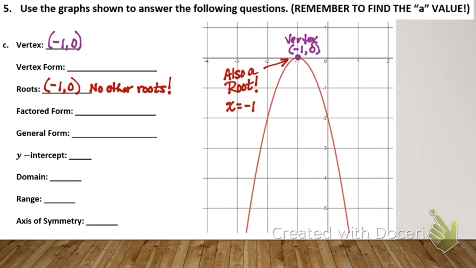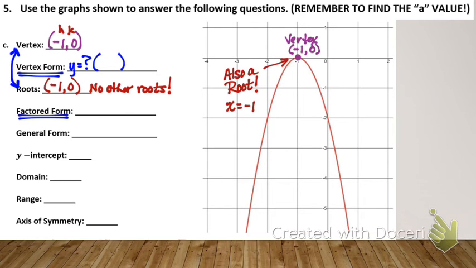No other roots. When I have two features that are exactly the same, like in this case the vertex and the roots, that means these two forms are going to be identical. If they have the exact same ordered pair for the feature, they're going to have the exact same form. So I've got my h and my k. I'm going to start writing my vertex form, which will be the same as my factored form. I don't know my a value yet.